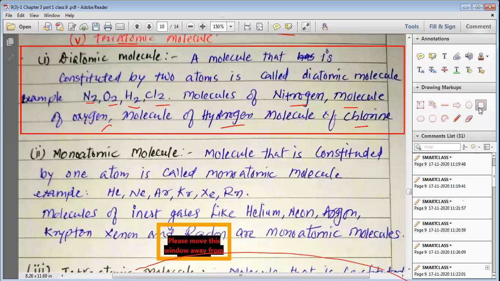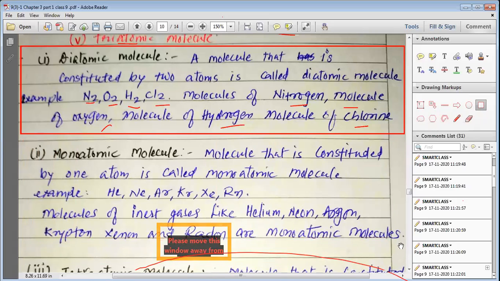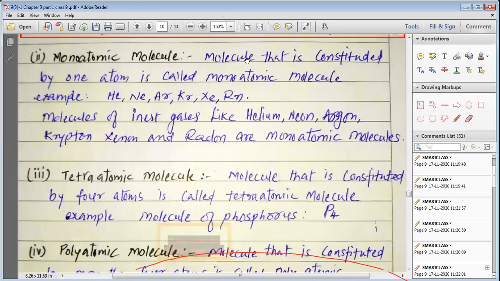So now, my dear students, we will study about the monoatomic molecules. Let's have a look at the monoatomic molecules. A molecule that is constituted by one atom, remember, is called a monoatomic molecule. Helium, neon, argon, krypton, xenon and radon.